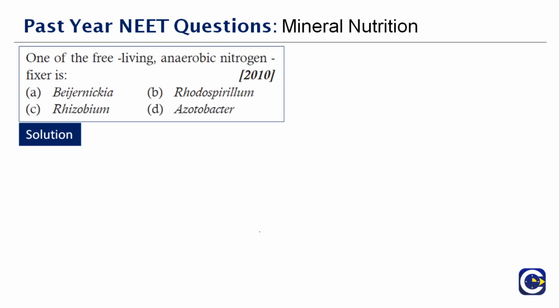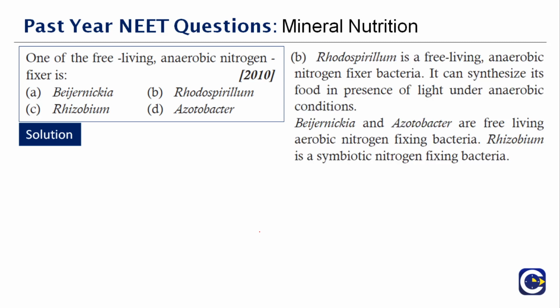It's a free-living anaerobic nitrogen fixer bacteria. It can synthesize its food in the presence of light under anaerobic conditions. While if you take option A, Beijerinckia and Azotobacter are free-living aerobic nitrogen fixers. Okay, Rhizobium, you very well know it lives in a symbiotic relationship. Therefore, the right answer to this question is option B.